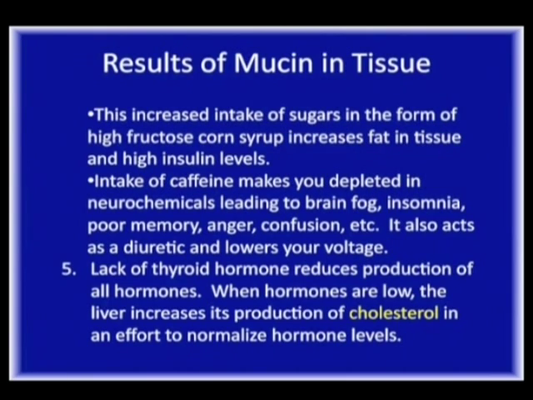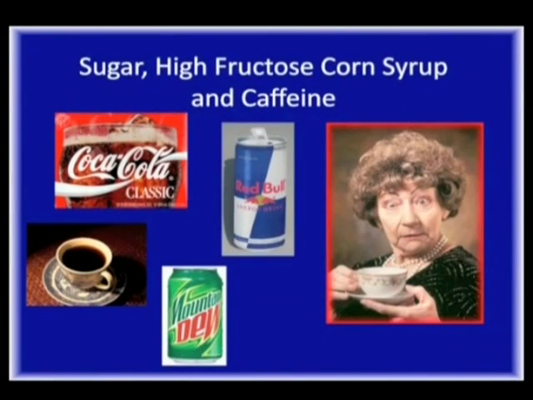Number 5, lack of thyroid hormone reduces production of all hormones. When hormones are low, the liver increases its production of cholesterol in an effort to normalize other hormone levels, since all hormones are made from cholesterol. Thus, hypothyroidism results in cravings of sugar and caffeine, which results in the increased intake of sodas, high caffeine energy drinks, coffee, etc.